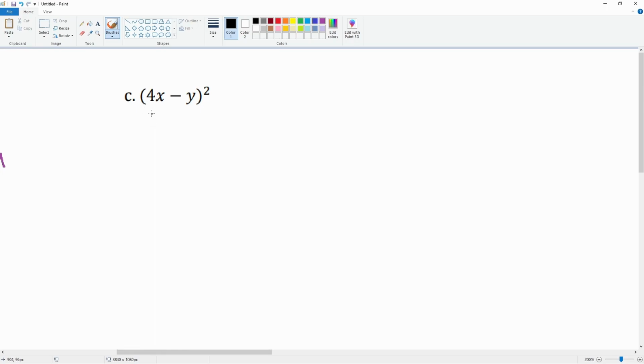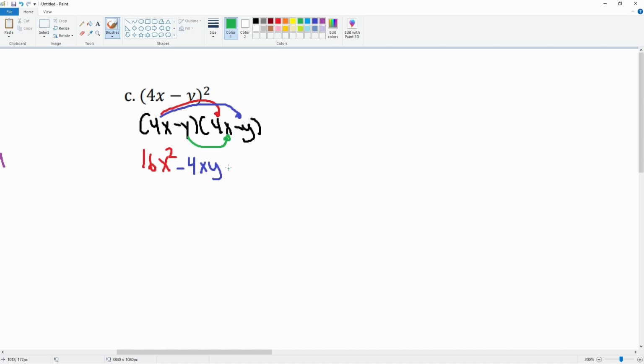Let's expand the 4x minus y squared into 4x minus y times 4x minus y. The 4x times the 4x becomes 16x squared. The 4x times the negative y becomes negative 4xy. The negative y times 4x becomes negative 4xy. And then the negative y times negative y becomes a positive y squared.